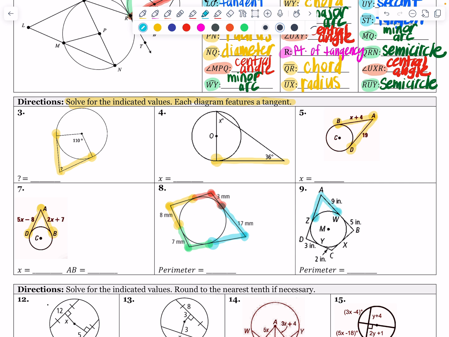So it says if they appear to be tangent, they are a tangent. So you get to assume that all of these are tangent, because it says that in the directions. Now, you could not do this unless it said so in the directions. So here we go. All right, so now let's look at a few of these problems, because there are some properties that come with tangent, and we're going to look at those together, okay?